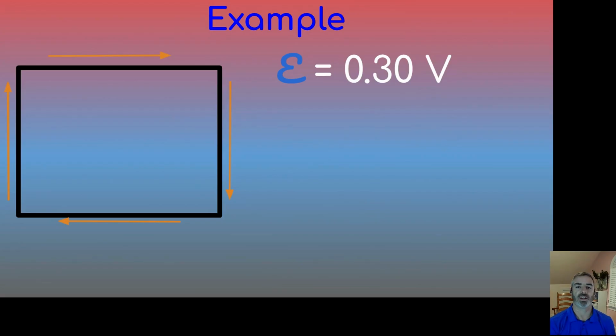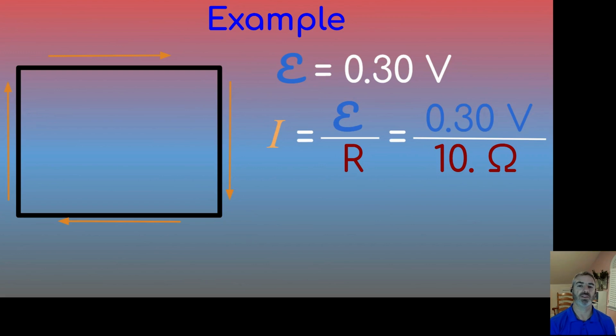Now we are asked to find the current, and if we have the EMF and the resistance, well, we can just use Ohm's law. I is equal to the EMF divided by the resistance, plug our numbers in, and that's going to give us an induced current from the changing magnetic field of 0.03 amps in this loop of wire.